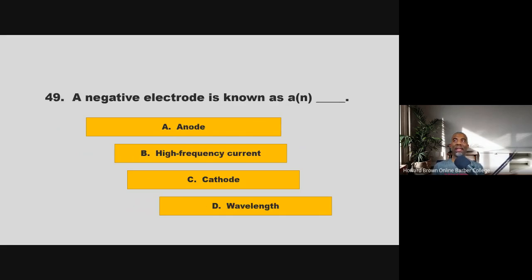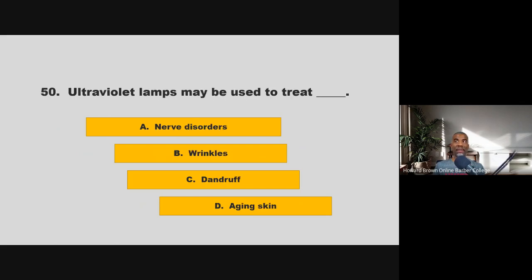A negative electrode is known as a anode, high frequency current, cathode, wavelength. If you chose C, cathode, you are correct. Ultraviolet lamps may be used to treat blank. Is it nerve disorders, wrinkles, dandruff, aging skin?